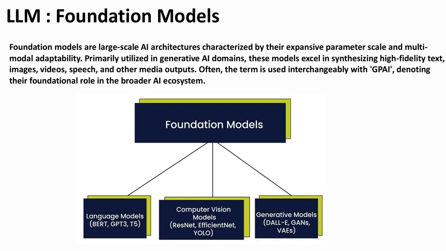Hmm. And the jargon, expansive parameter scales. That just means they have billions, sometimes trillions of internal variables they can adjust. It's what lets them learn complex patterns from huge data sets. Billions or trillions, yeah. And multimodal adaptability means they're not stuck on just text. They can work across different types of data, images, sound, video. It sort of blurs the lines between older AI fields.